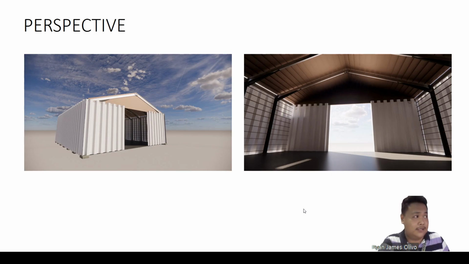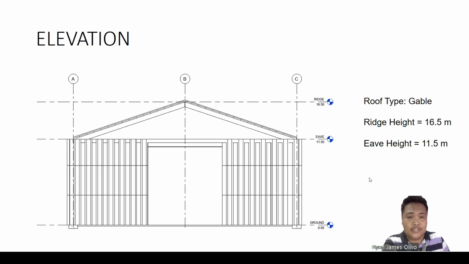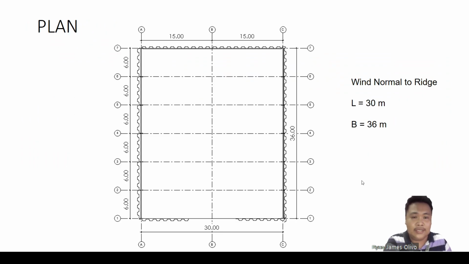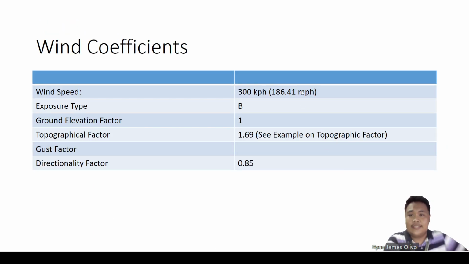As you can see, this is our perspective, and this is our hangar. These are the elevations. We have done this in the modeling in ETABS, in part 1. So first, let's consider this.